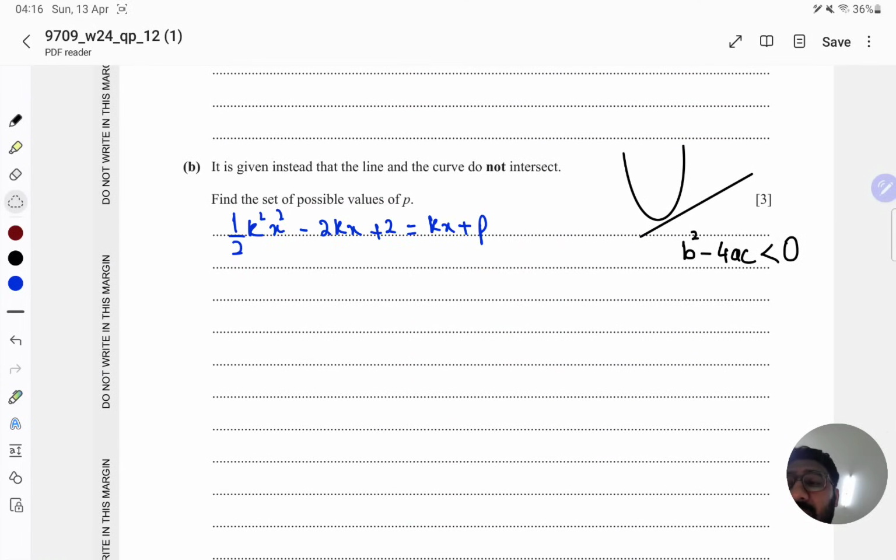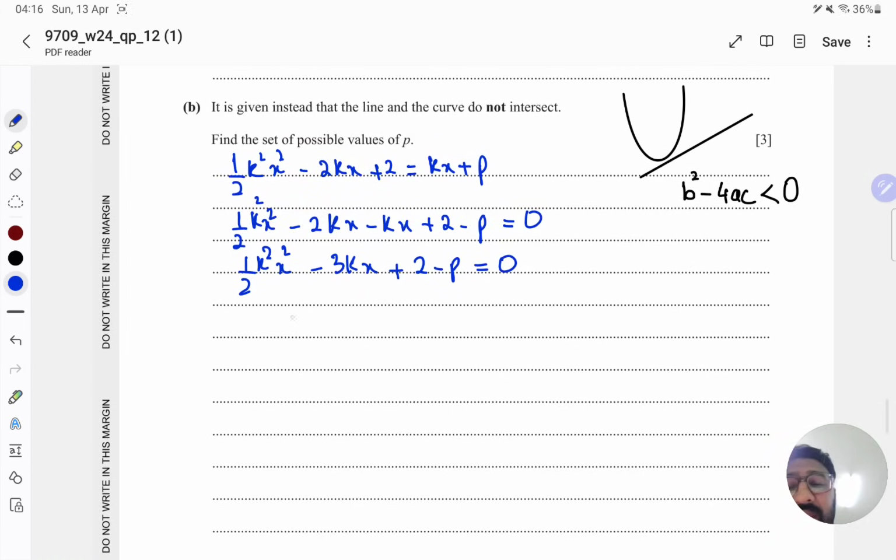Okay, let's simplify it. If I simplify, it will be 1 over 2 k square x square minus 2kx minus kx plus 2 minus p equals 0. Now 1 by 2 k square x square minus 3kx plus 2 minus p equals 0. Now this is the equation that we have.